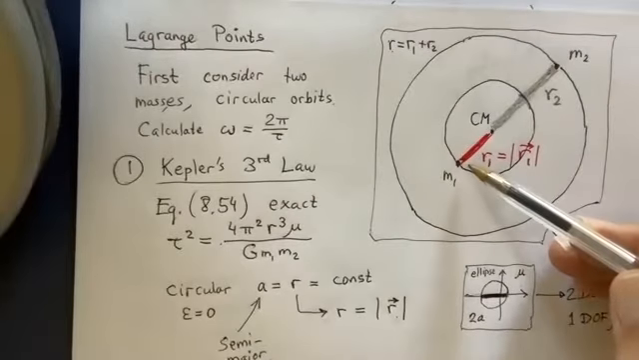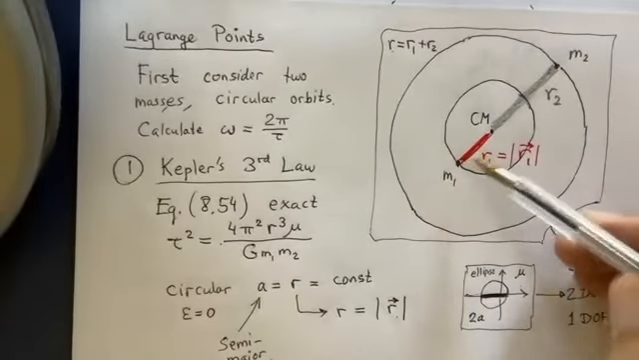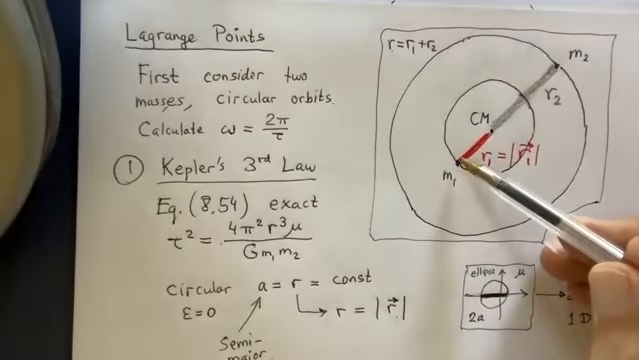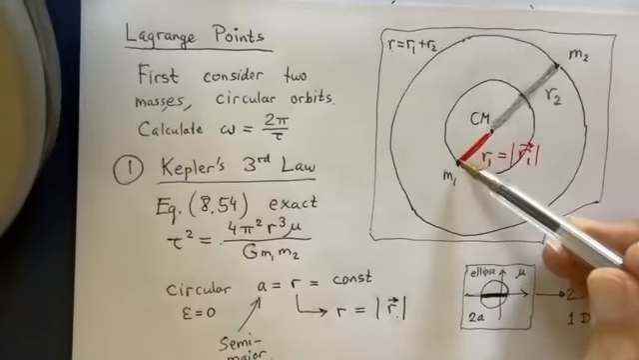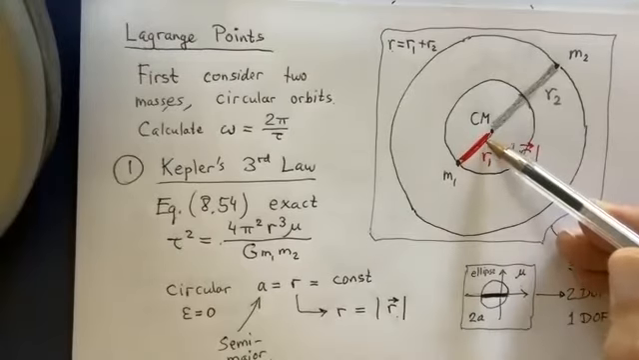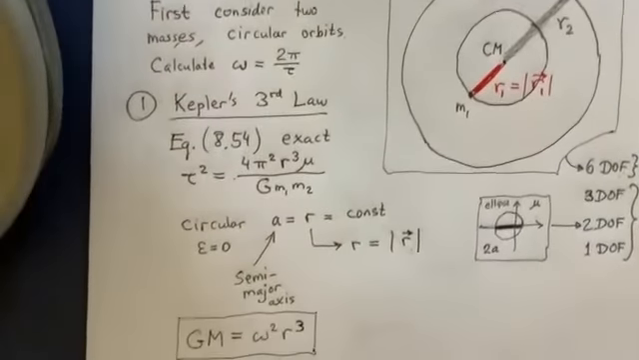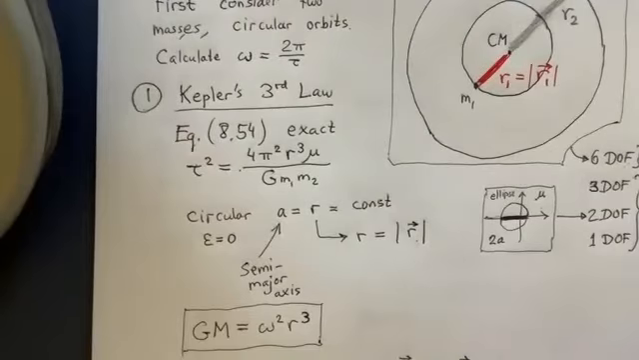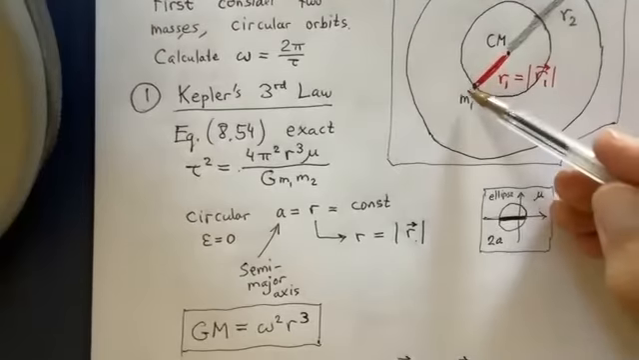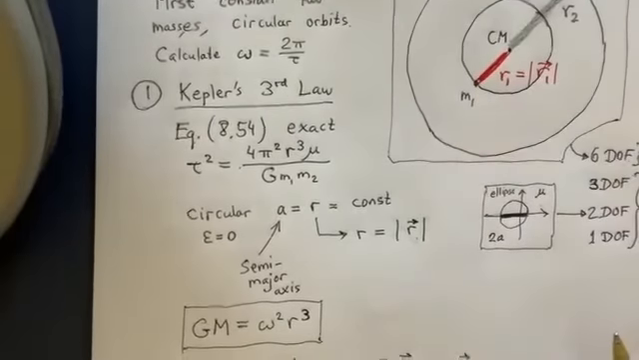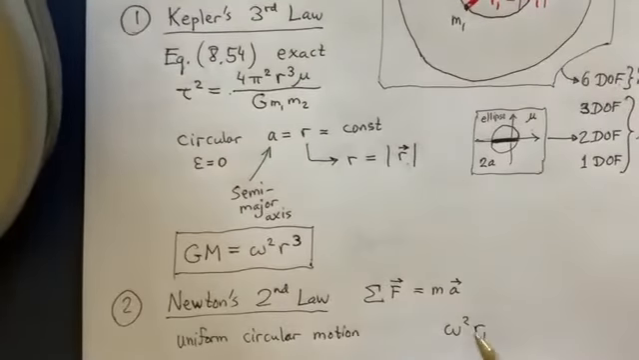We know the acceleration for the case of uniform circular motion. The magnitude is constant and the direction is always pointing at the center. So you write that down. The magnitude of the acceleration is going to be omega squared r1. If we focus our attention on mass 1, the magnitude of the acceleration is omega squared r1, right? That's just the result from uniform circular motion.